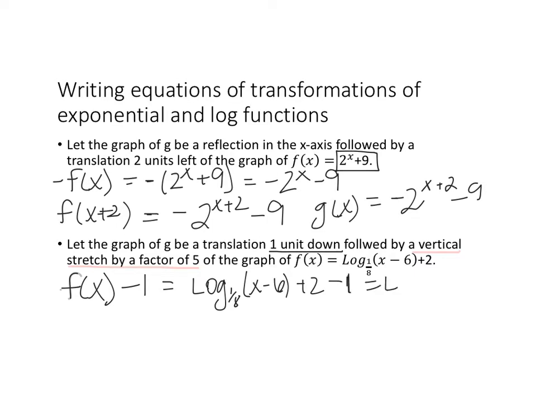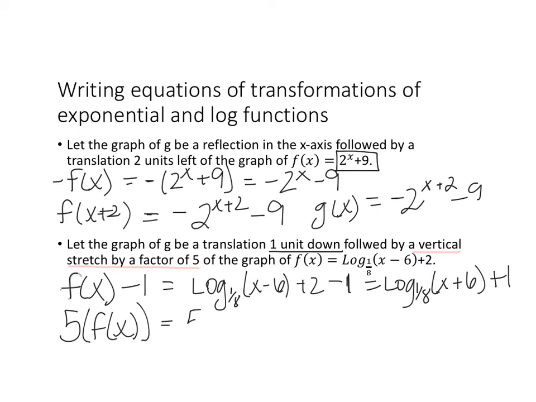So this is going to become log base 1/8 of x plus 6 plus 1. Now we're going to do a vertical stretch by a factor of 5, which is 5 times f of x. So the whole equation gets multiplied by 5. This is what we're missing if we're missing these types of questions: we're forgetting to distribute to the k factor. This is our k factor. Our vertical translation is affected by our vertical shrink and stretch. So we want to make sure we distribute properly.